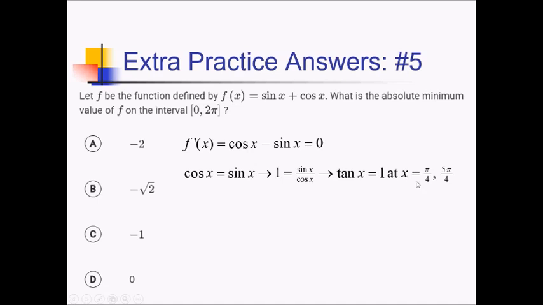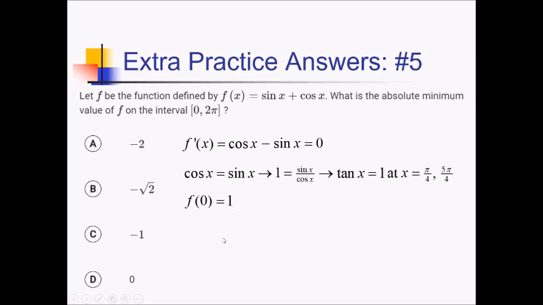So little unit circle knowledge helping us out on this one. So we have a couple critical values, and these are both on the interval from 0 to 2 pi, so they're both candidates. We're also going to have to test out 0 and 2 pi, the endpoints. Those are always candidates when you're looking for an absolute min or max. So let's go and test each of those out in the original function. So f of 0, that's going to be sine of 0, which is 0, plus cosine of 0, which is 1. So that's 1 overall.